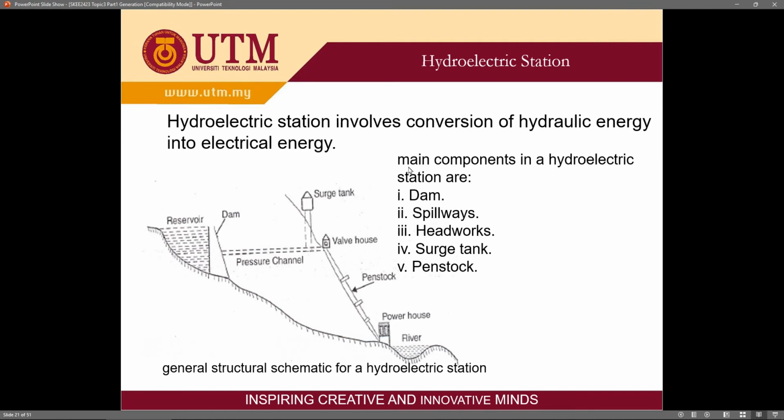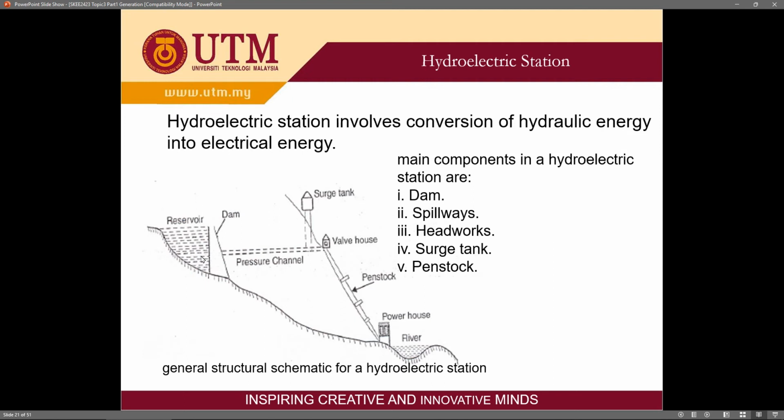Hydroelectric involves conversion of hydraulic energy into electrical energy. The main components you need to know, of course, are the reservoir and the dam. This one is the dam, this one is the pressure channel, this is the surge tank, this is the valve house, the penstock, and then this is the powerhouse. I think you can see the mouse, right?